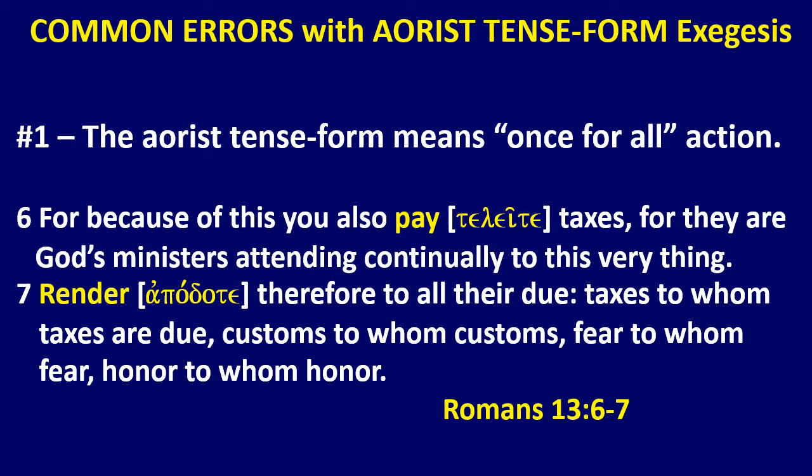Taxes to whom taxes are due. And if we were to follow the old traditional understanding of verb tenses here and their tense forms, that they indicate a different kind of action, then we would have a contradiction between the present tense in verse 6 and the aorist tense in verse 7, as though Paul is saying, in essence, you are to do two kinds of action that are different. A continuous action in verse 6 and a once-for-all action in verse 7.